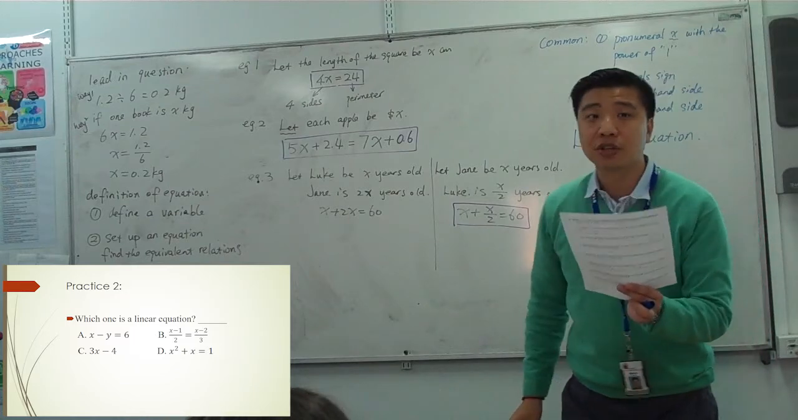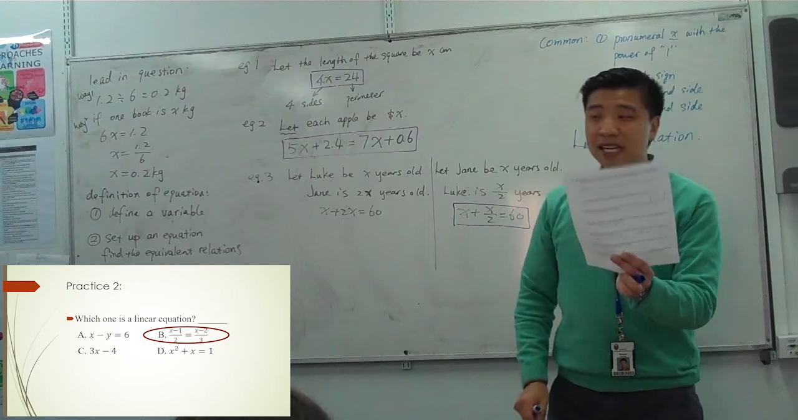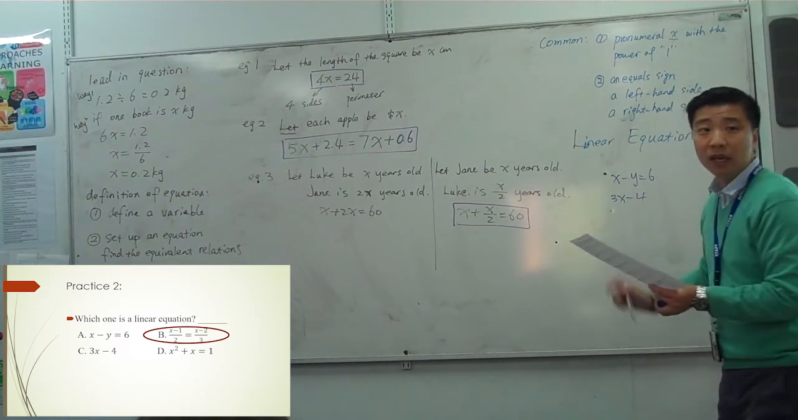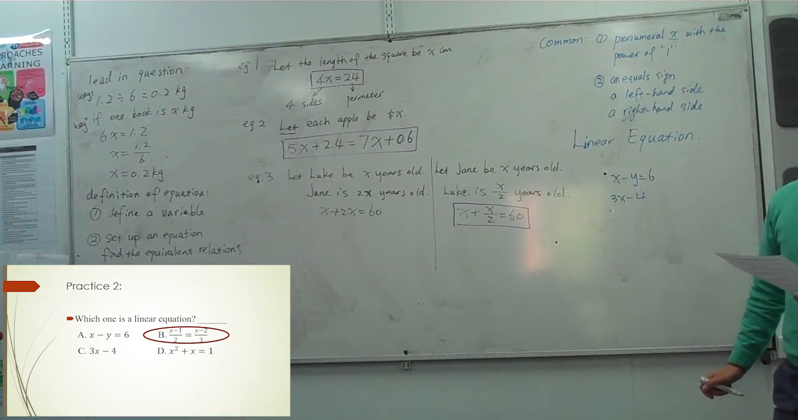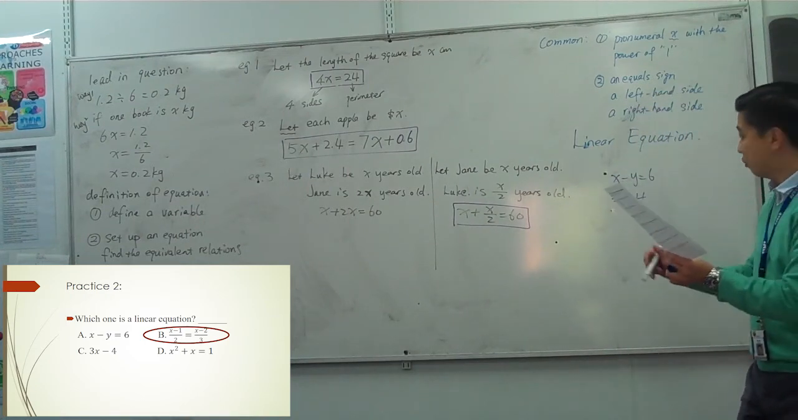Is B a linear equation? Yes, good. How about C? 3x take away 4. Is this one linear equation? No. Why? No equal sign. It's no equal sign. Good. Okay? How about question D?